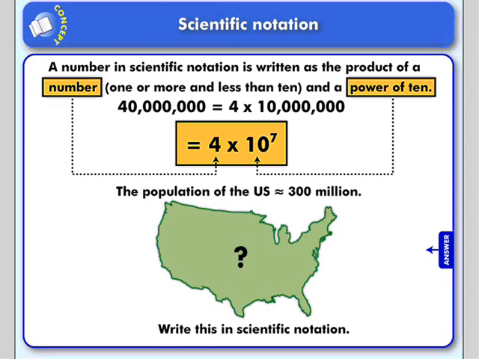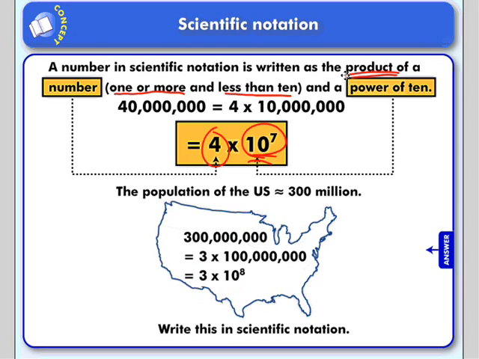So scientific notation is written as the product of a number that is equal to or greater than 1 and less than 10, and a power of 10. So if you wanted to show the population of the United States, which is 300 million, this is how you would do it using scientific notation.